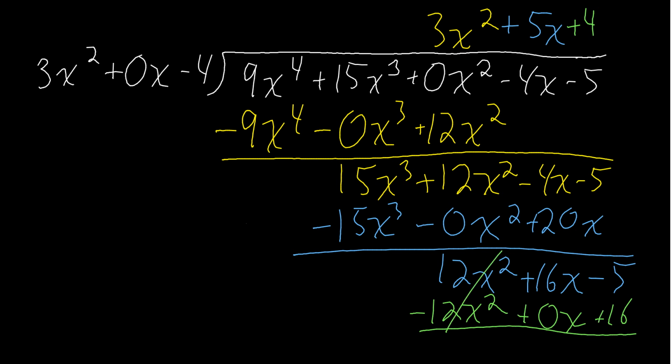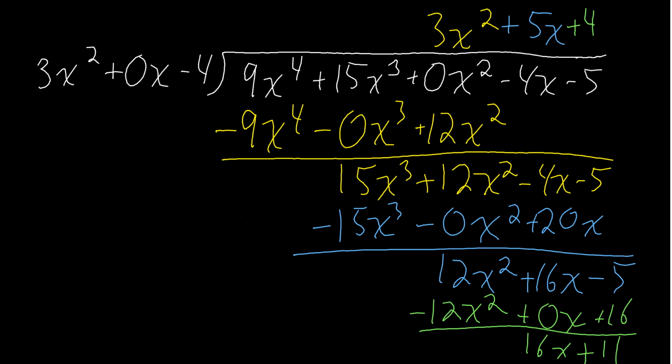Now it cancels. I did a good job. So I've got 16x plus 11. Okay, so this got ugly pretty fast. So what happens here? Well, again, we have to put our solution in quotient plus remainder over divisor. Honestly, I can't pretty this up. It's simply just going to be quotient plus remainder over divisor.